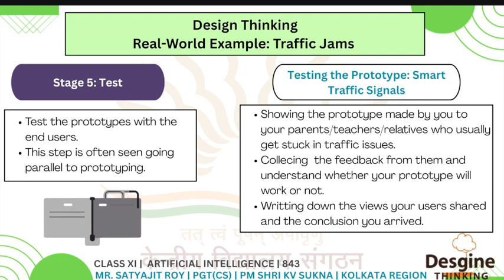And we have to also write down the views of the users shared and also the conclusion that you have arrived at. So this is all the things that you do in a design thinking mechanism. Starting from stage one to stage five, you build your prototype, you test it. And if the testing is successful, then you start on building the final full-fledged project.